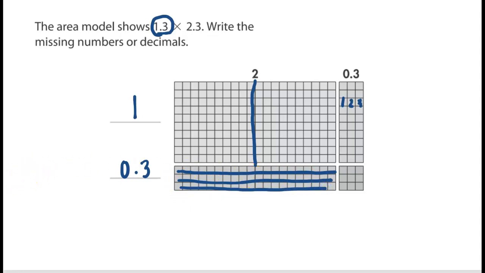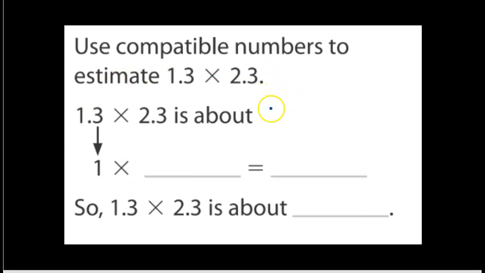Okay, so with that, let's use compatible numbers to estimate. We always want to estimate first to see if our product is reasonable. So they've shown us here that 1.3 is close to 1. It's compatible with 1. It's only 3 tenths away from being a whole number, which is 1. We can do the same thing with 2.3: 2 stays the same if you round, but also 2 is compatible with 2.3. So I'm going to say 1 times 2 equals 2. So when we estimate, 1.3 times 2.3 is about 2.